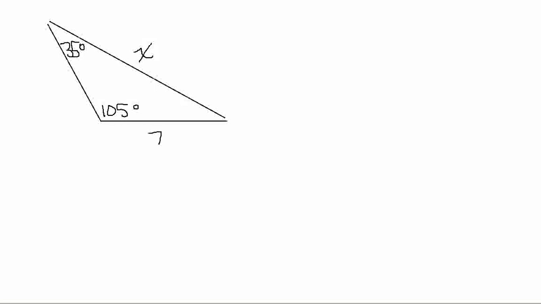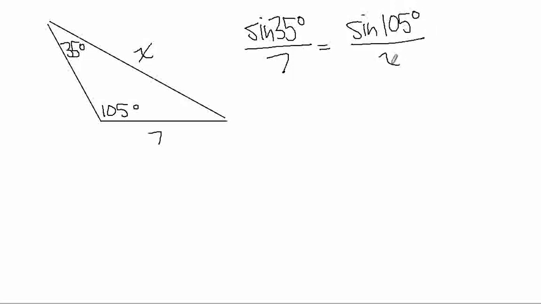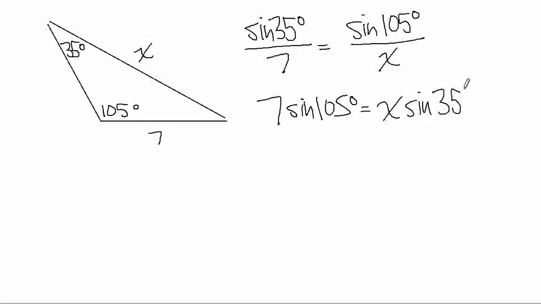Could I find that? Well, using the law of sines, I know that the sine of 35 degrees over 7 is equal to the sine of 105 degrees over x. Now I can cross multiply. And now I can divide both sides by the sine of 35 degrees.